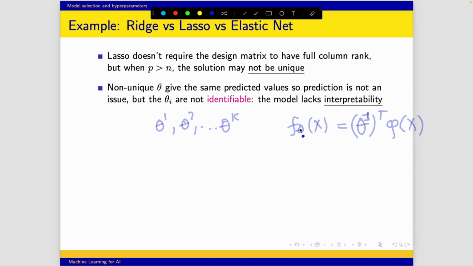Now, what's going to happen if they all give the same result? Each of these is a solution, right? They all give us the same predictions for the outputs in our training set. So each is equally valid. We could use theta 1, theta 2, all the way up to theta k for prediction. So does it really matter that we don't have a unique solution? Well, if prediction is all we're interested in, no, it doesn't matter. But here's the issue. From the point of view of statistics, it does matter.